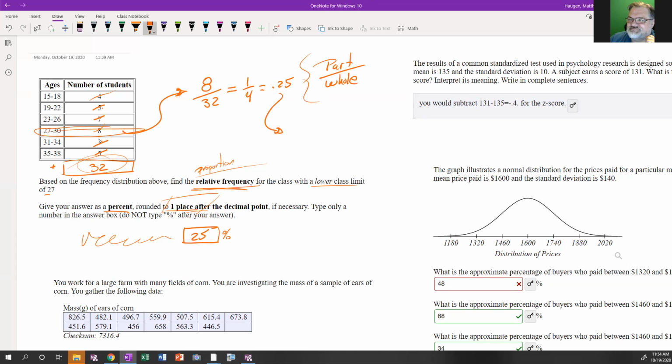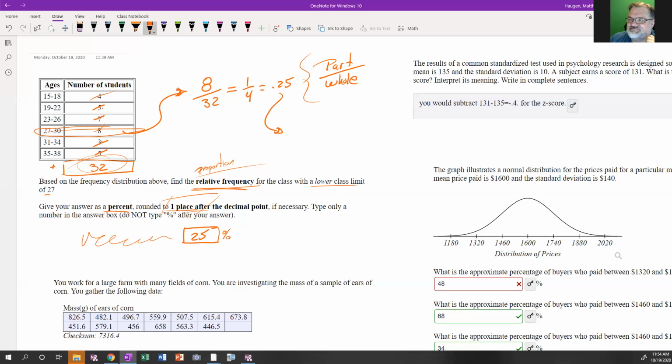Does that make sense? So this exact question translated into, given this frequency distribution, what is the probability of an individual being in the class with a lower class limit of 27? It's the same question, but it becomes a chapter 5 probability question as opposed to a chapter 2 or 3 relative frequency question. Fair? All right.